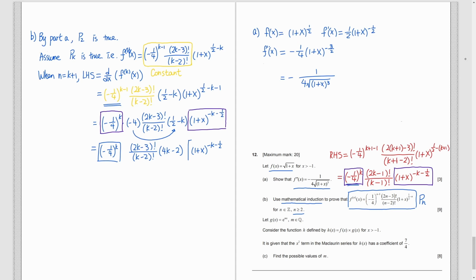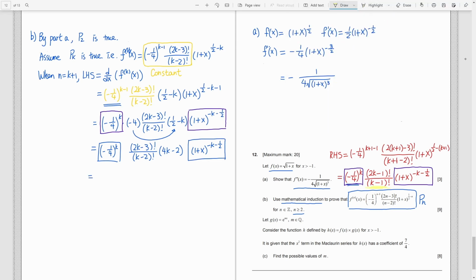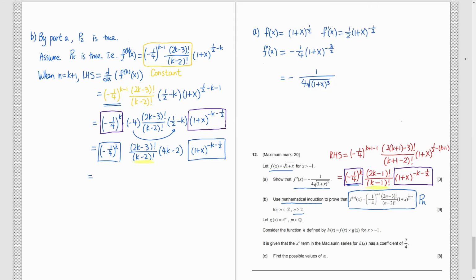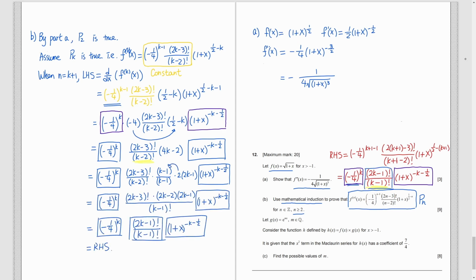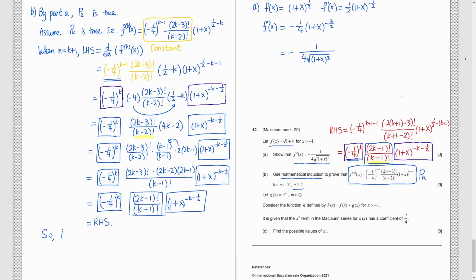The denominator of the left-hand side is k minus 2 factorial, but just k minus 1 factorial on the right-hand side. So, we multiply it by k minus 1 over k minus 1. And then, we just do some calculation for the numerator. They become the same. So, by MI principle, the statement is true for all n greater than or equal to 2.